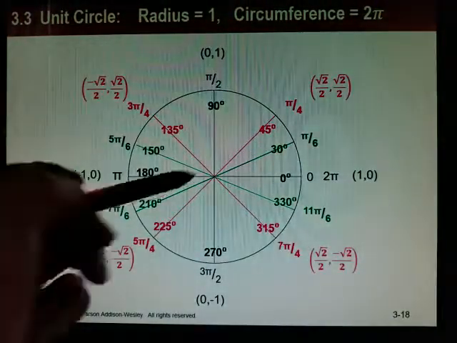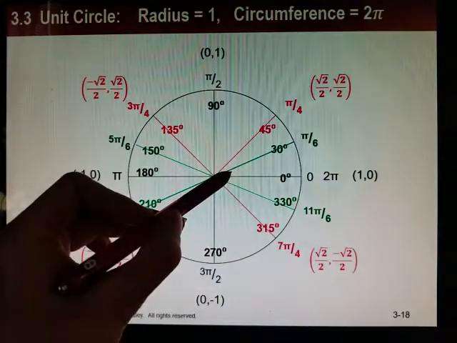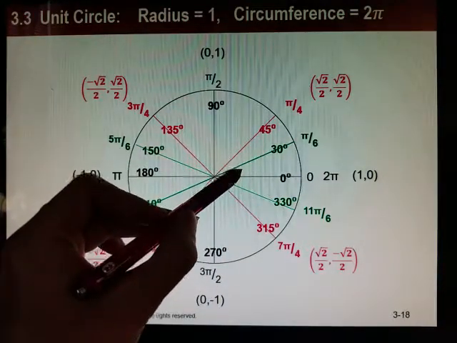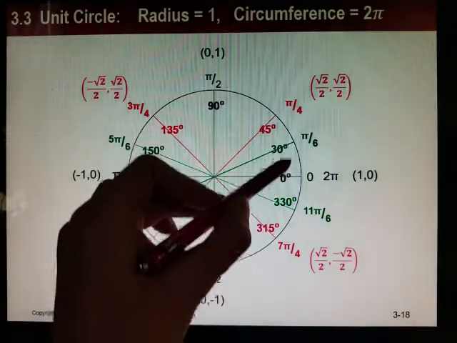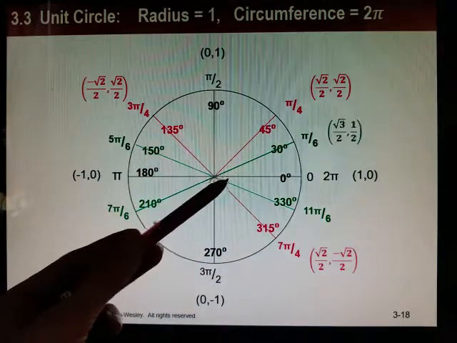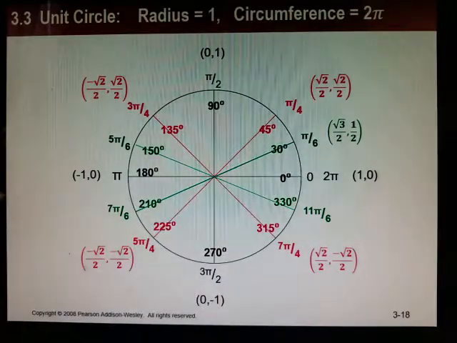See, notice right here, this would be my 30-60 right triangle, where this is the 30-degree angle. If that's the 30-degree angle, this length right here was radical 3 over 2, and this length was the 1/2. Notice the x length, that's the horizontal length, then the vertical length was the y length, which was 1/2.